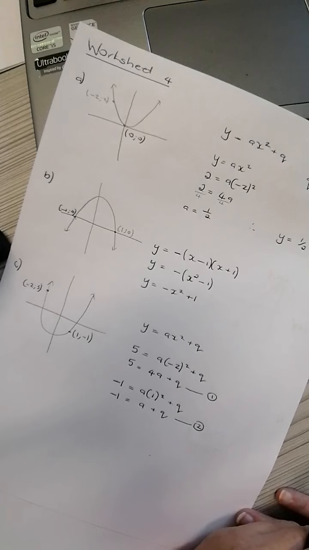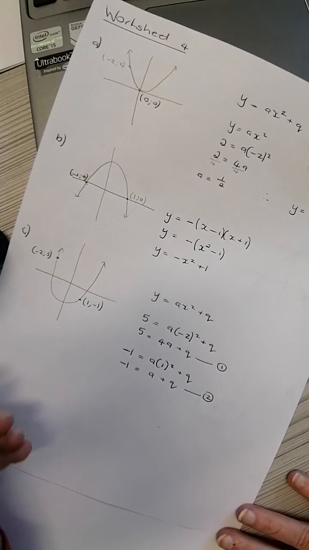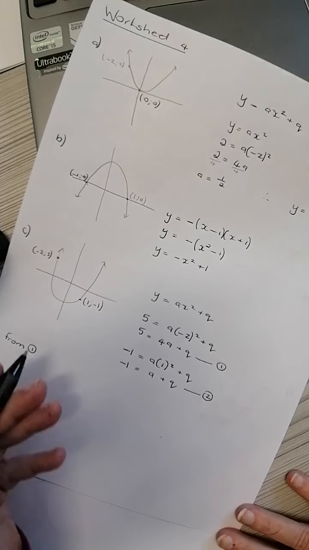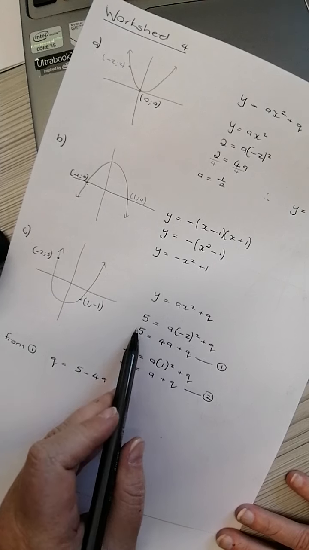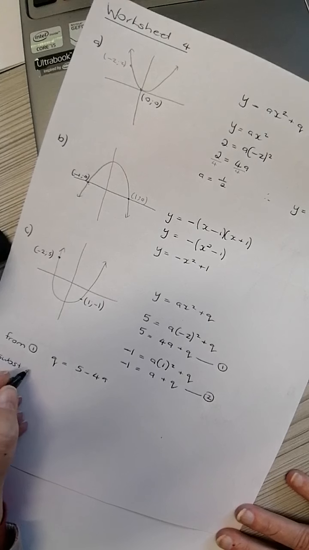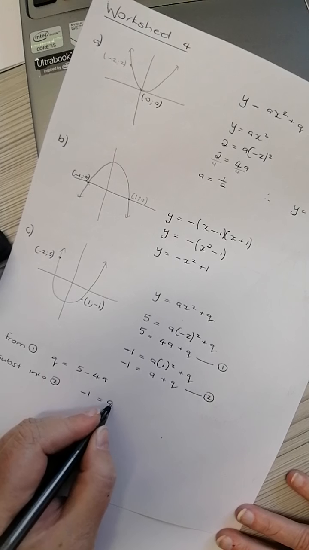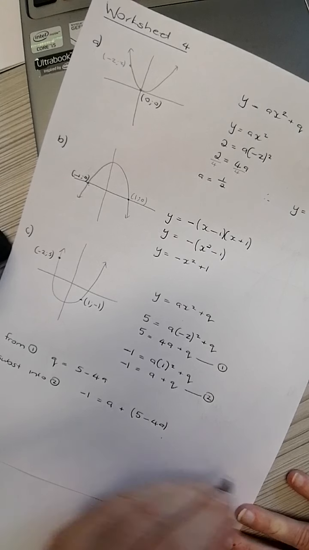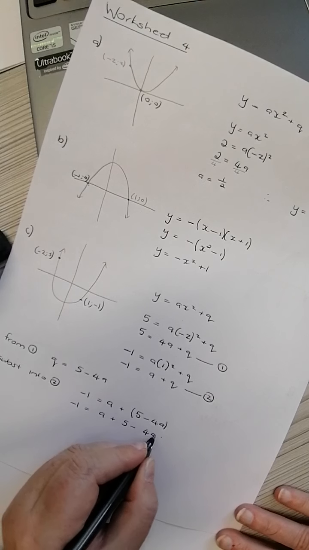Right, now we have to use simultaneous equations. We can either use substitution or elimination. I'm going to use substitution. From equation 1, I'm going to say q = 5 - 4a. I took the 4a across and I have q = 5 - 4a. Then I substitute into equation 2. So I have -1 = a + q, which is 5 - 4a. So now I can solve for a.